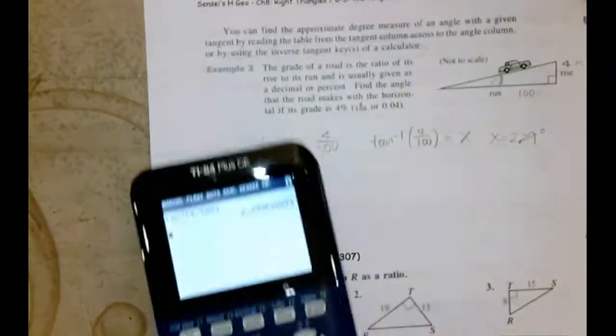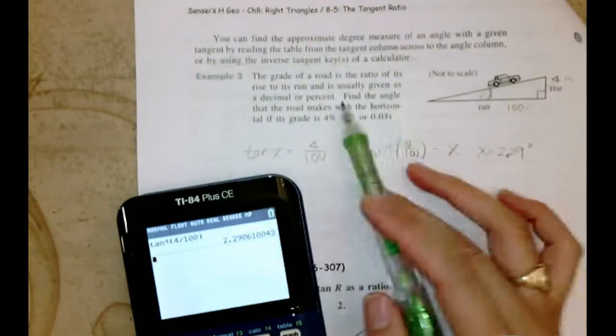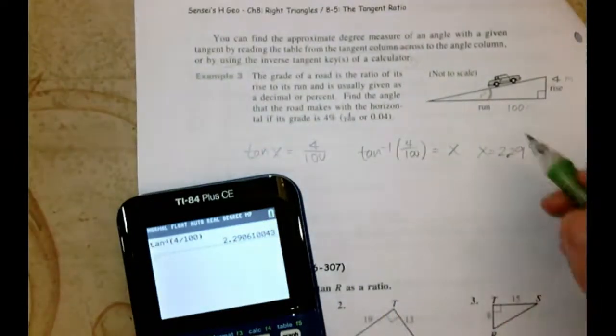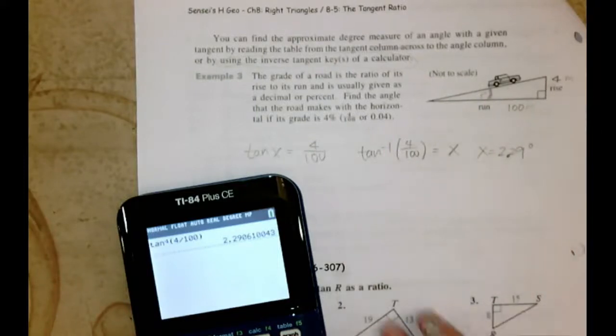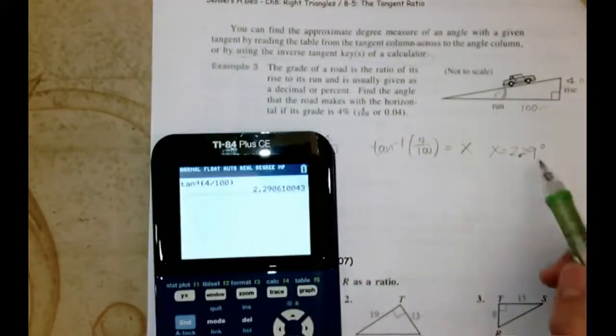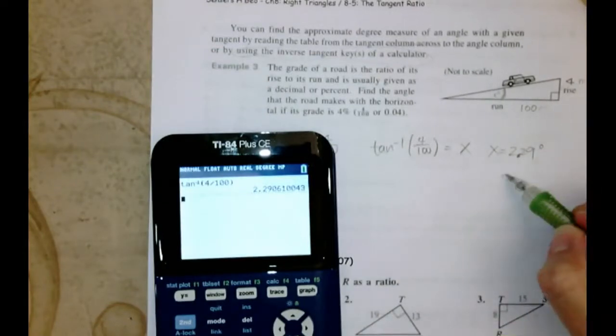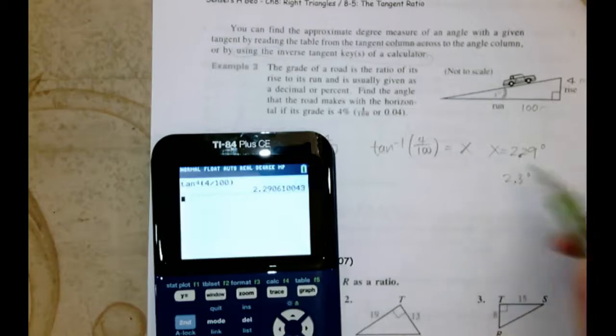And what did they say? Find the angle that the road makes with the horizontal. It doesn't say where to round it, so I round it to hundredths. If you were to round to tenths, that would be 2.3 degrees. If you round to a whole number, then it would be 2 degrees, and so forth.